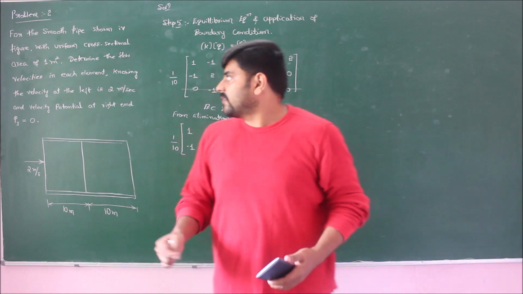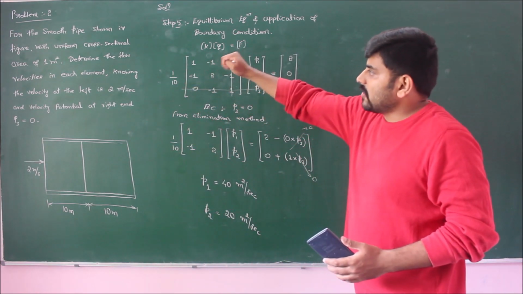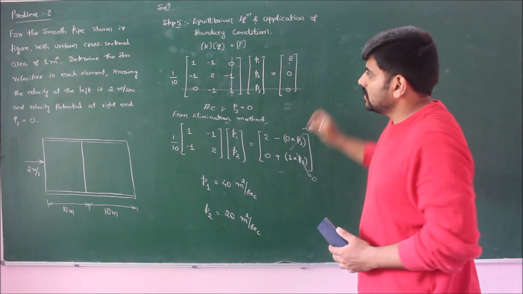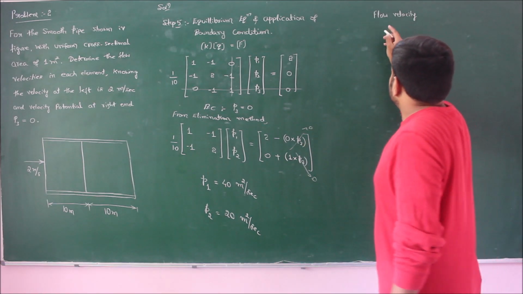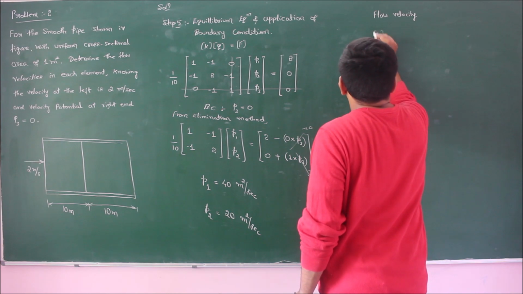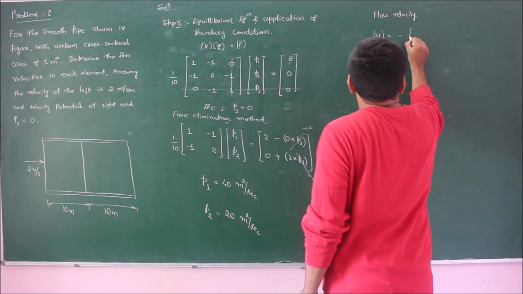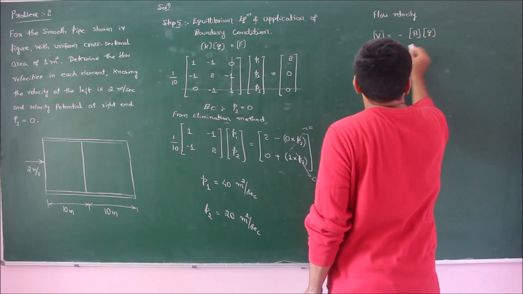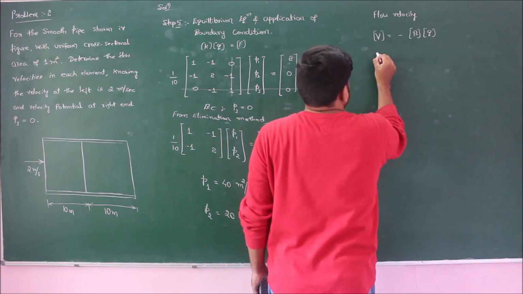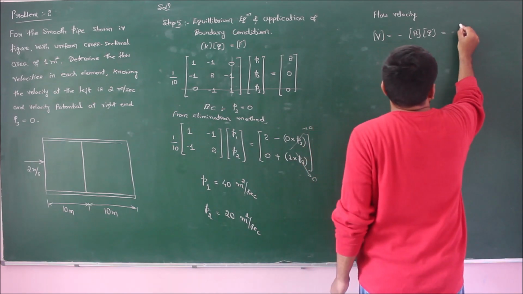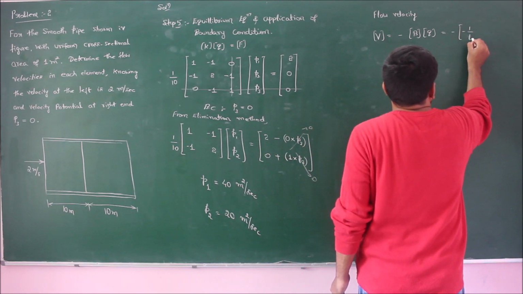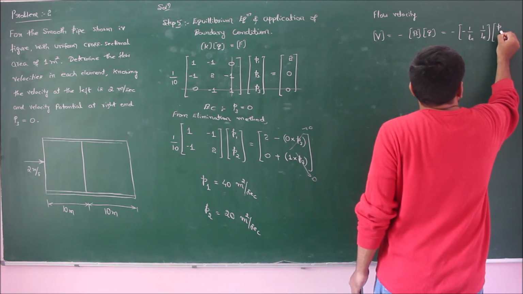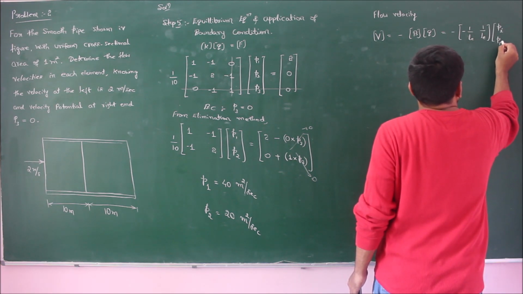Moving to the final quantity of interest, what has been asked is to calculate the flow velocity in each element. We know that the flow velocity is given by V of any element is equal to minus strain displacement matrix times the nodal variables, that is equal to minus of [minus 1 by length of the element, plus 1 by length of the element] times the velocity potential of the initial node and the velocity potential of the final node.